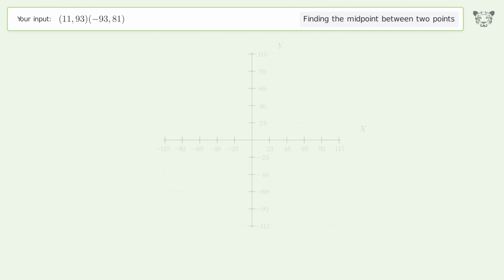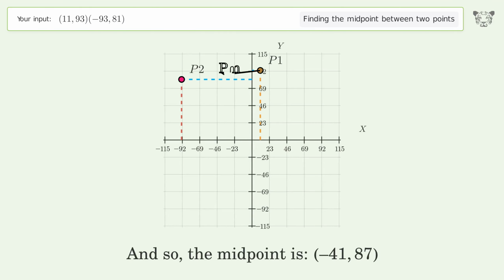And so, the midpoint is negative 41, 87.